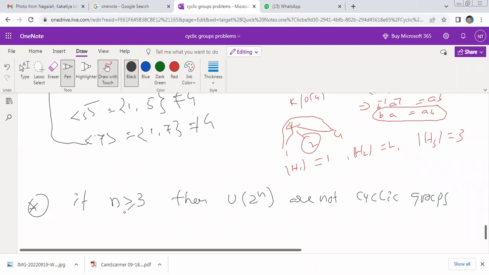But sir, n equal to 8 also is not cyclic, right? Then what can we write, greater than or equal to 3 or 2? It is the case of n equal to 2. 2 also fails. I think it is n greater than or equal to 2. Am I right? U of 2 power n, because U8 is also not a cyclic group.